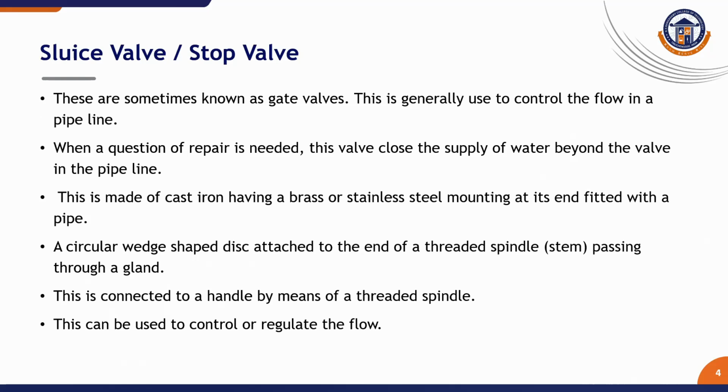Sluice valves, also known as gate valves, are among the most widely used valves in water distribution system. Their main function is to start or stop the flow of water. They do not regulate flow but completely open or close the passage. These valves consist of a circular wedge shaped disc connected to a threaded spindle. The valve opens when the disc is lifted and closes when the disc is lowered into the seating.